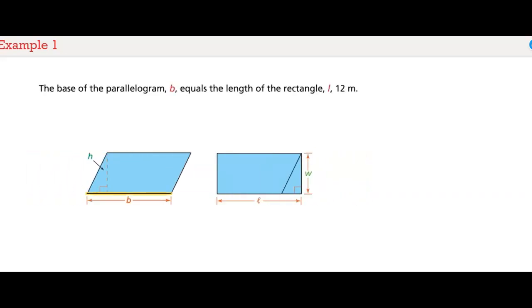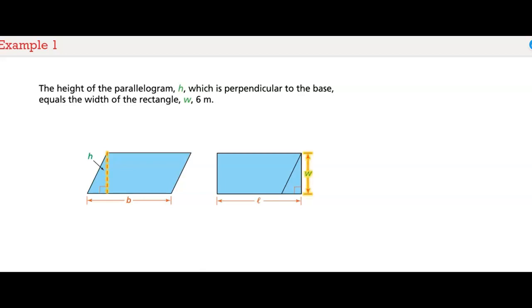The base of the parallelogram, B, equals the length of the rectangle, L, which is 12 meters. The height of the parallelogram, H, which is perpendicular to the base, equals the width of the rectangle, W, which is 6 meters.